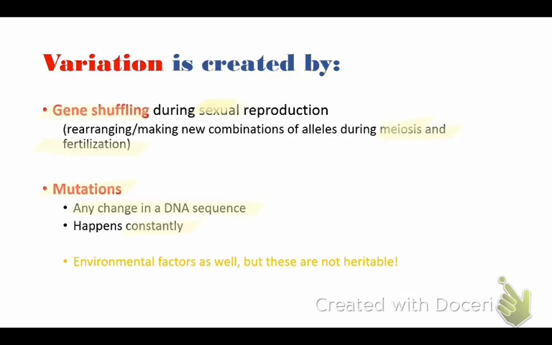Environmental factors can create variation, but it's not heritable, so it's not a part of evolution. The main variation is created by gene shuffling and mutations. That's really important. Why is variation important to evolution?